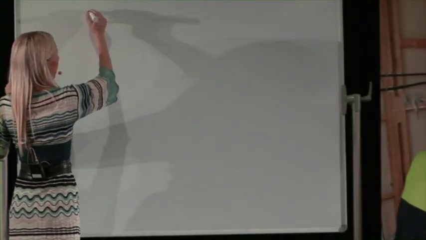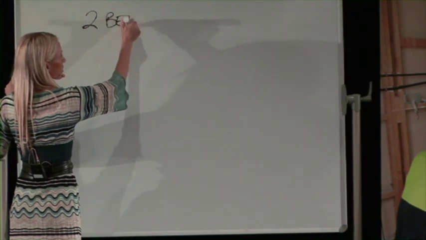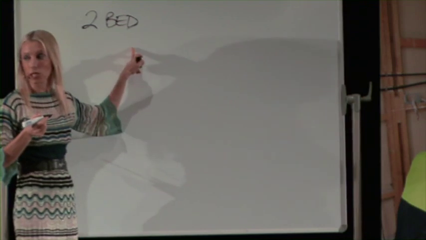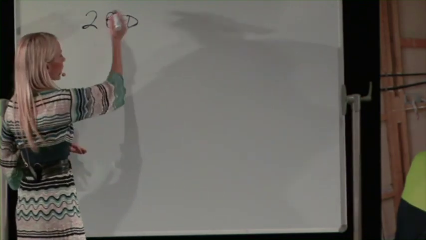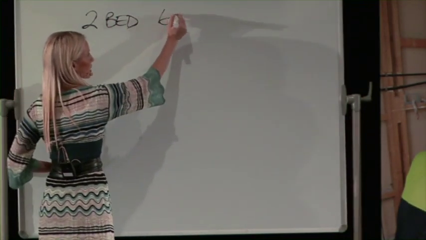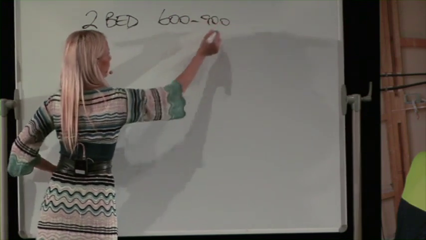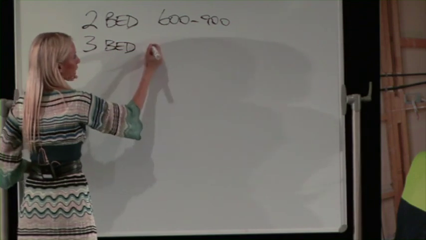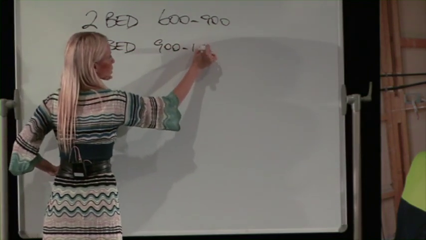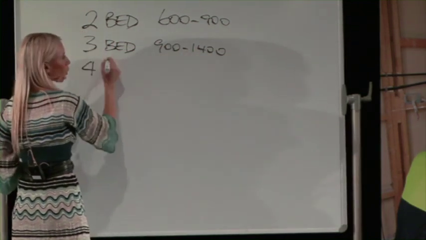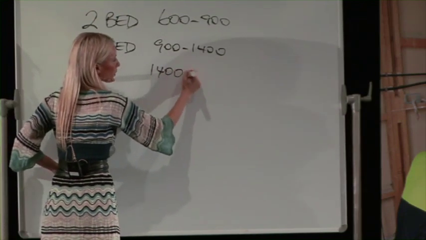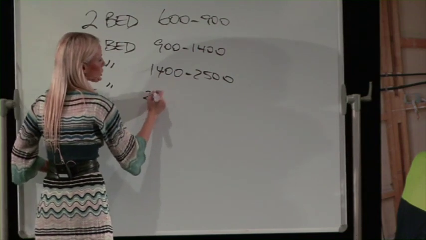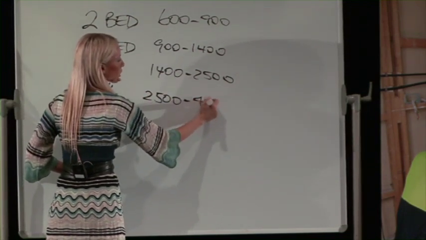So in Balmain, 2-bedroom houses, and you'll know you're an expert in your properties when you can do this. At the end of step 3, you should be able to do what I'm about to do. In Balmain, 2-bedroom properties are 600 to 900,000. This is for houses, and I never do apartments, as I said. 3-bedroom houses are 900 to 1.4 million. 4-bedders are 1.4 to 2.5 mil. 5-bedroom houses, 2.5 mil to $4 million.